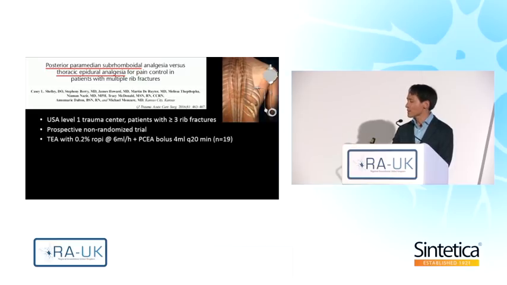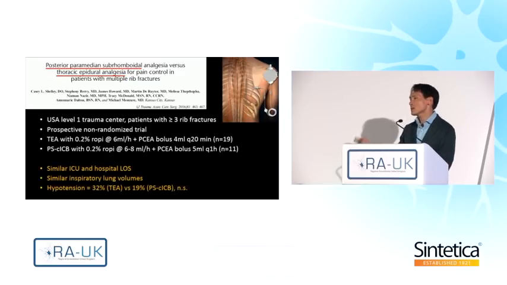Their epidural was run at 6 mils per hour with boluses allowed, and their intercostal nerve block was done, again, with the option of doing boluses. So similar to that previous study I showed you, again, what they found was that the two techniques appeared to be quite similar in terms of efficacy. So they resulted in similar ICU and hospital length of stays, similar inspiratory lung volumes. Again, it's a small study, so this is only a trend, but there was a trend to less hypotension in the patients who got the paraspinal intercostal nerve block.